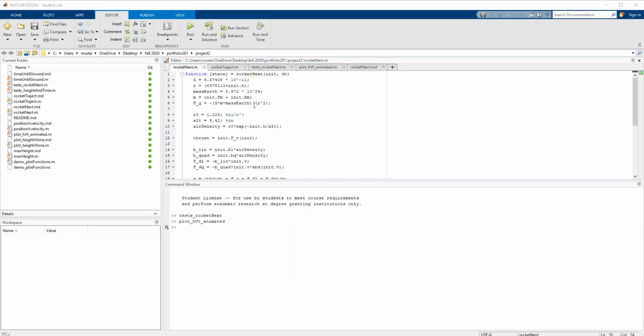Hello everyone, this is No Mustafa, and I did the rocket next option compared to the other options. And this is my main function.